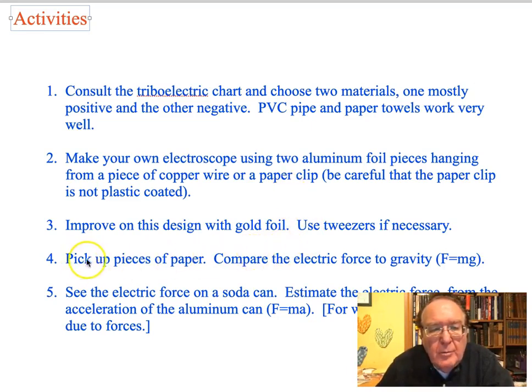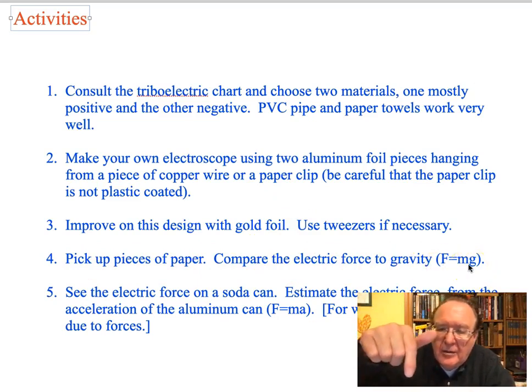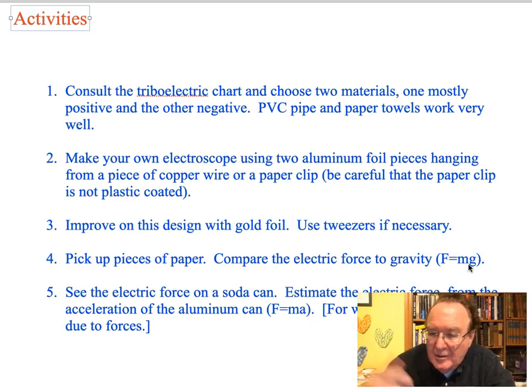So then also pick up pieces of paper. For example, you use different weights of paper, and you can compare the electric force to gravity. So gravity is mg, that always points down, and then the electric force points up, for example. And you can see that the electric force is bigger than the gravity force because you can just pick it right up, okay? Now, I'd also do the soda can, okay?